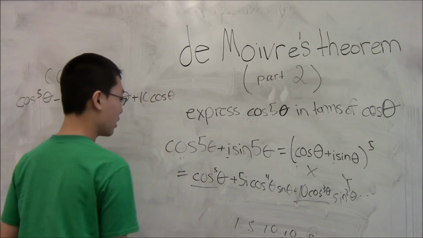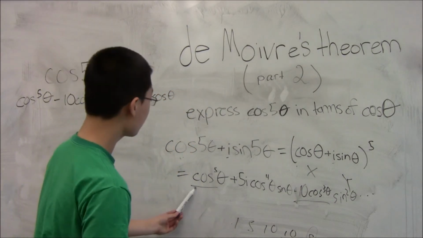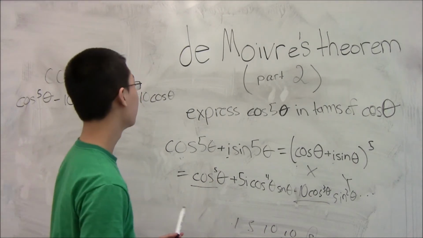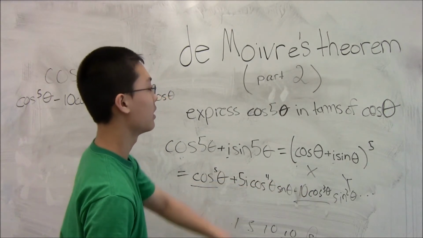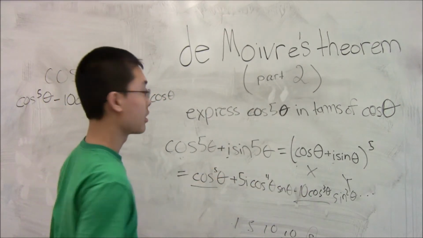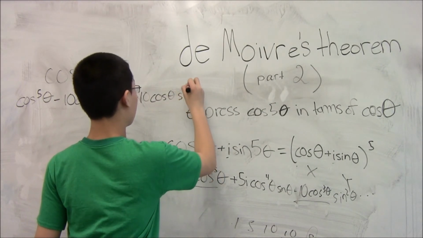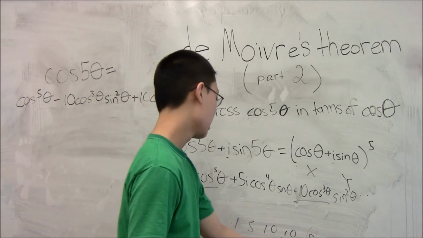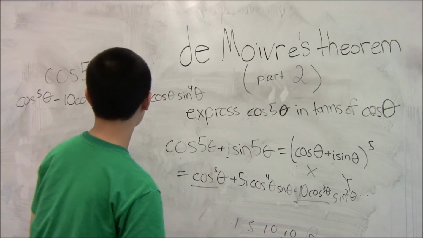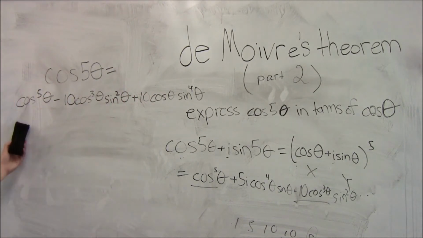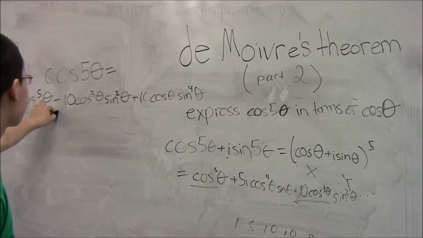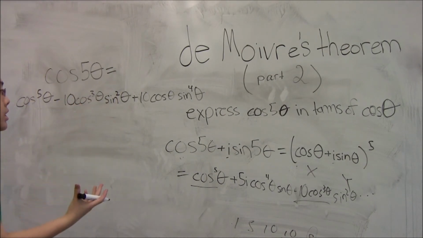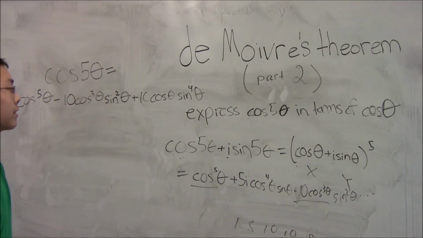Cosine of theta. If that's to the 1st, if it's going to be cosine to the 1 of theta, then that means it will be sine to the 4th of theta. Well, I to the 4th is just 1. So over here we're also going to have a sine to the 4th of theta. And then that last term is going to be imaginary. So cosine 5 theta equals cosine to the 5th of theta minus 10 cosine cubed of theta sine squared of theta plus 10 cosine of theta sine to the 4th of theta.